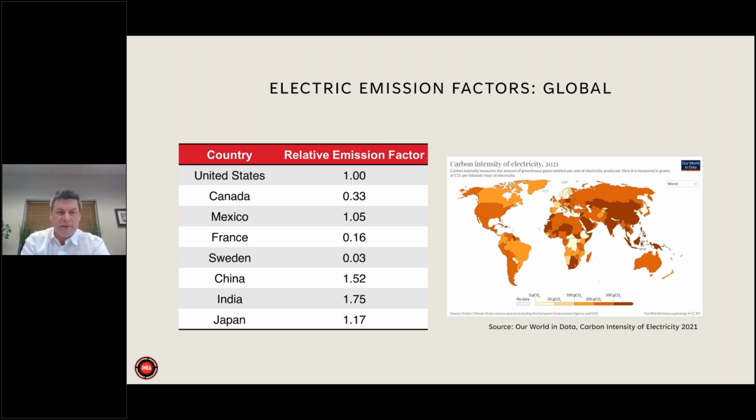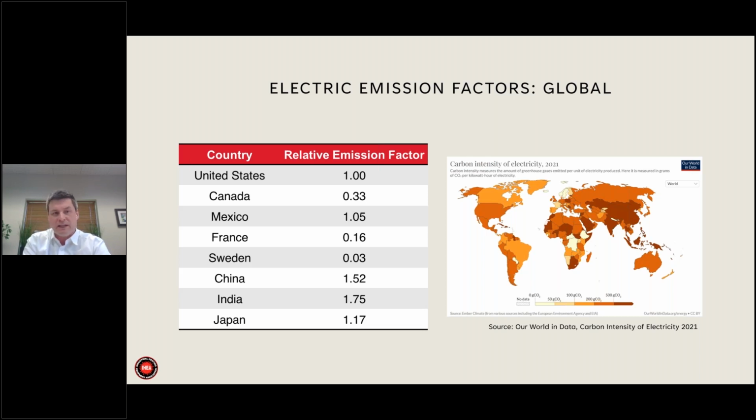France has almost 80% nuclear power. So in France, it's pretty simple. You should go electric for most of your thermal processes. Same thing in Sweden. Sweden is the only country I know of that is 100% renewable energy. The only part of the emission factor they have is mostly from geothermal. China is much worse. They're mostly coal power, so they have 1.52, same as India.